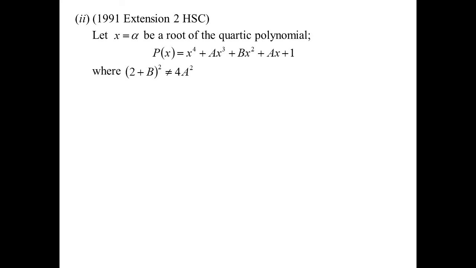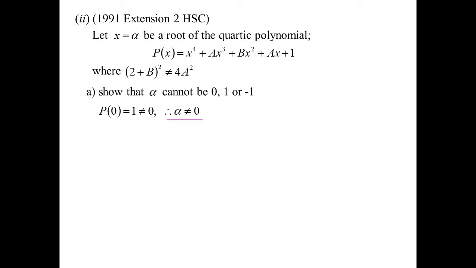1991 question. You'll notice it actually comes from an extension 2 paper. Let x equal alpha be a root of this polynomial, and 2 plus b squared can't equal 4a squared. That'll become obvious why we need that as we go through the question. So show that alpha can't be 0, it can't be 1, it can't be negative 1.